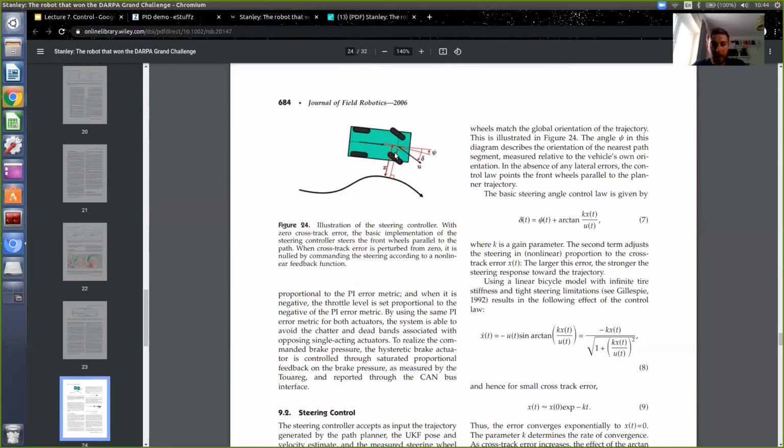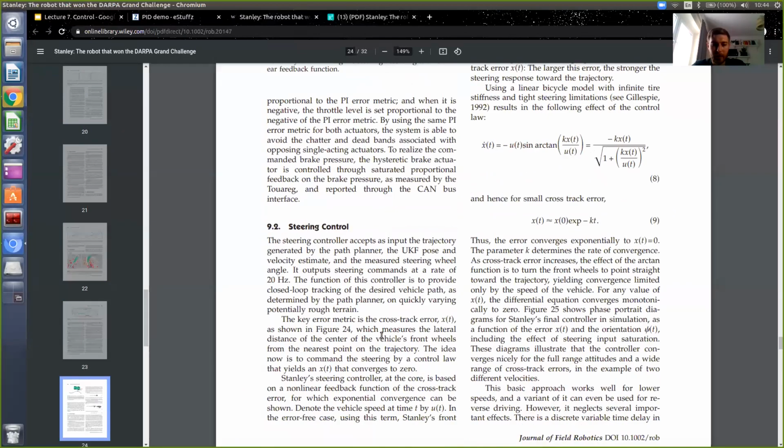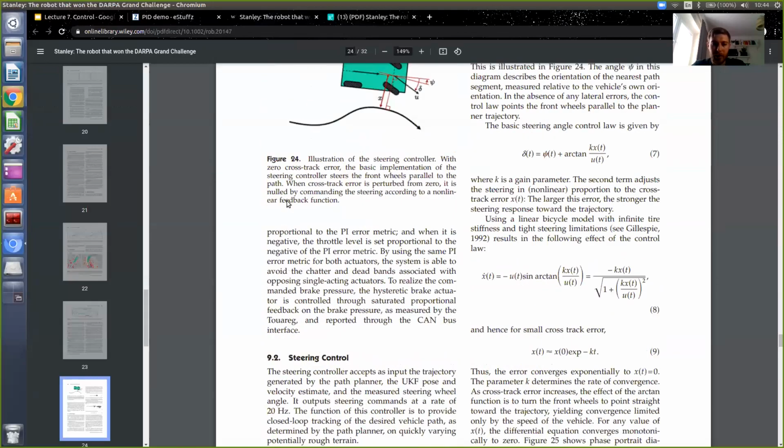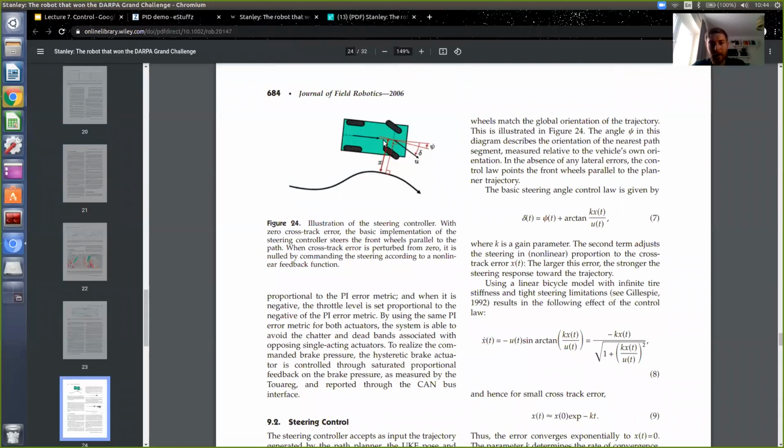So as we said, here it is, a section on steering control. There are two errors we try to minimize. One is called cross-track error, X. The difference between our car and the closest reference trajectory segment is called cross-track error. And of course, we want it to be as small as possible.